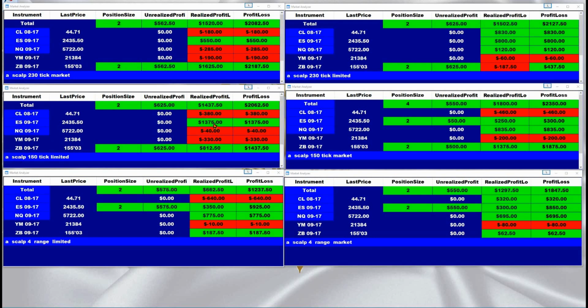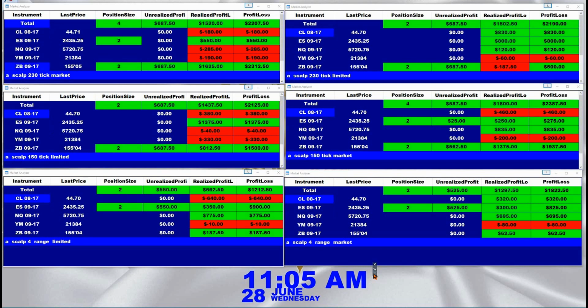Anyway, then 150 ticks limited and 150 ticks market. The total is 21, 25, 23, 87. And look, this is 11:05, right after the news on the CL. So the market was a bit speedy, and I'm showing, when the market was going fast, what the difference in numbers is between the limited price and the market order.